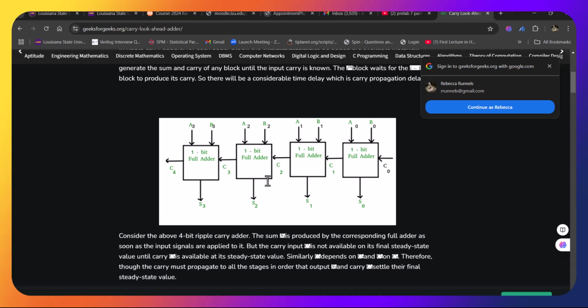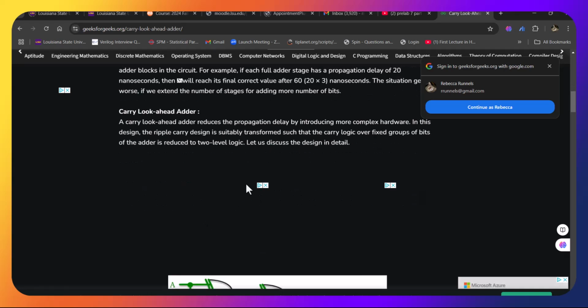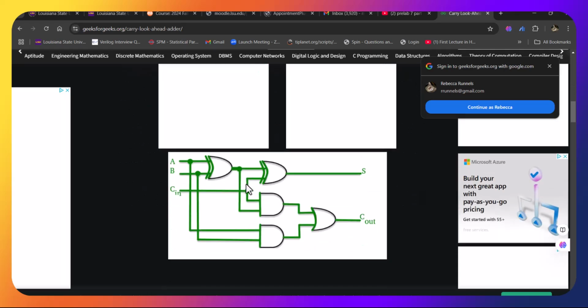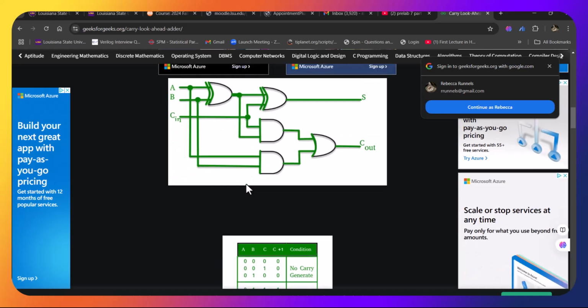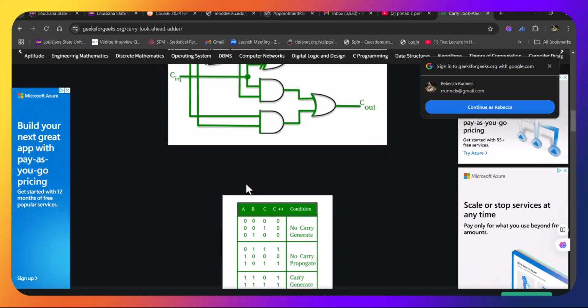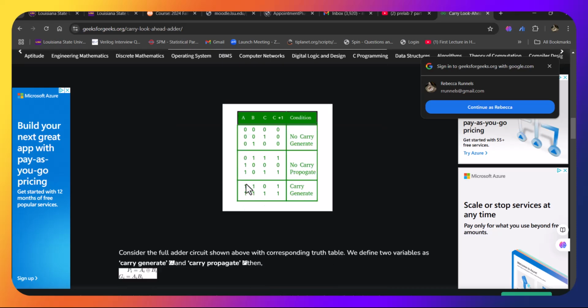Okay, so this is a ripple carry adder. Makes sense. You do your 1-bit full adder, then your 1-bit full adder, and your 1-bit full adder, and it just goes through like that. So that's a ripple carry adder. A carry look ahead adder looks like this, and that is just part of it.